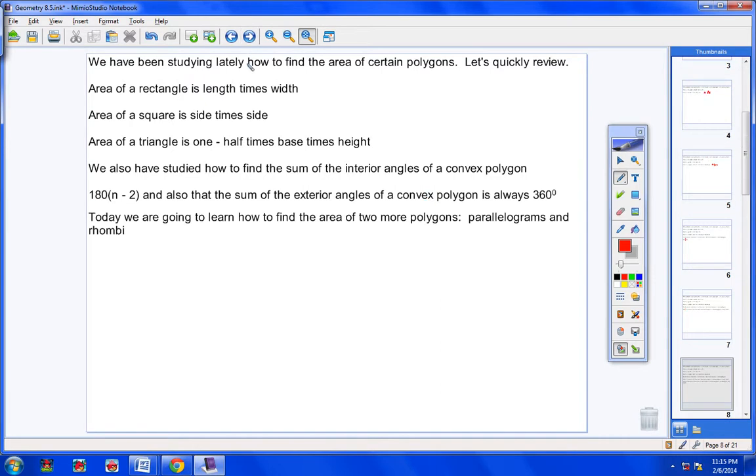Always 360 degrees. Now today we are going to learn how to find the area of 2 more polygons, parallelograms and rhombi. Rhombi is plural for rhombus, okay? So again, we are going to learn how to find the area of 2 more polygons, parallelograms and rhombi.